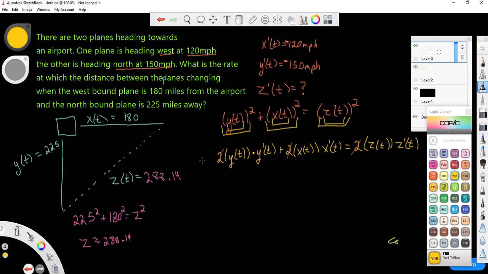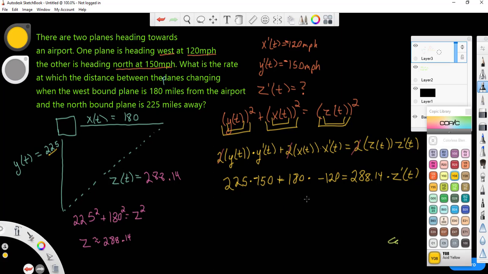Well, I know what y of t is at the time I'm interested in. It's 225. So that's going to be 225 times, well, I know what y prime of t is. That's 150, plus x of t, well, that's 180. That's that distance right here, times x prime of t, that's, oh, I'm sorry, negative 120. This is also negative, equals z, which we figured out was 288.14, times, and we're trying to figure out what z prime of t is.